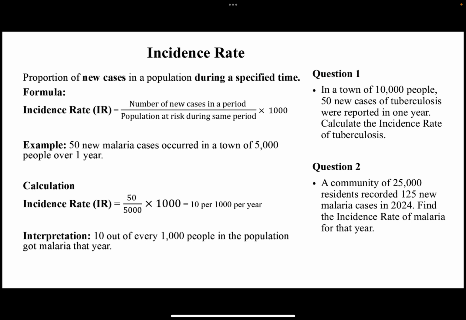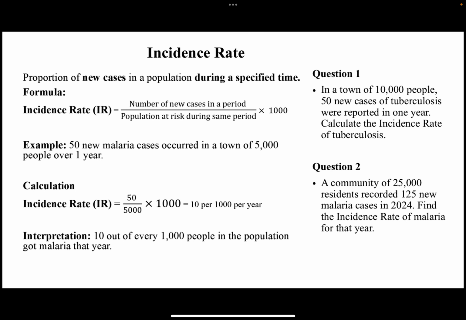The reason you multiply by 1,000 is that you are expressing the answer in thousands. So, 10 per 1,000 per year. What that means is that 10 out of every 1,000 people in the population got malaria that year. That's the meaning. 10 out of every 1,000 people in the population got malaria within that year.